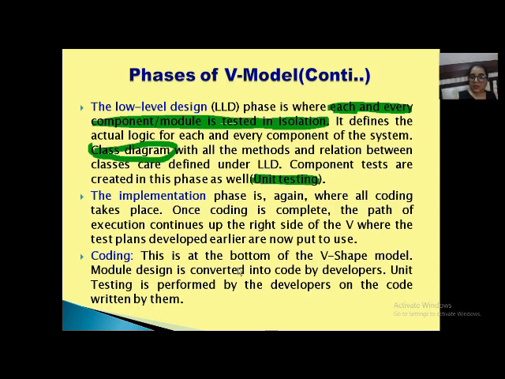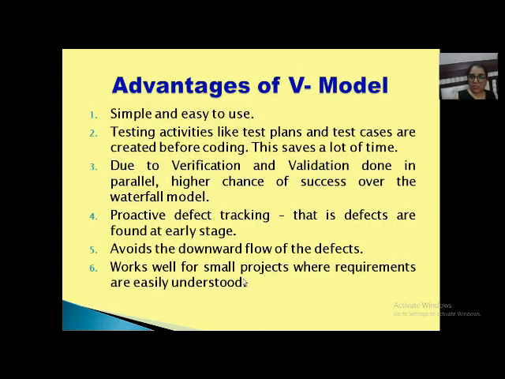Now coding, this is at the bottom of the V-shaped model. Module design is converted into code by the developers. Unit testing is performed by the developers on the code written by them. Here the major focus is the coding, because the system is entirely dependent on the coding, how it is being done. So here the developers work, and the designs developed in the low level design, the module design, are converted into code. So these are all the phases.